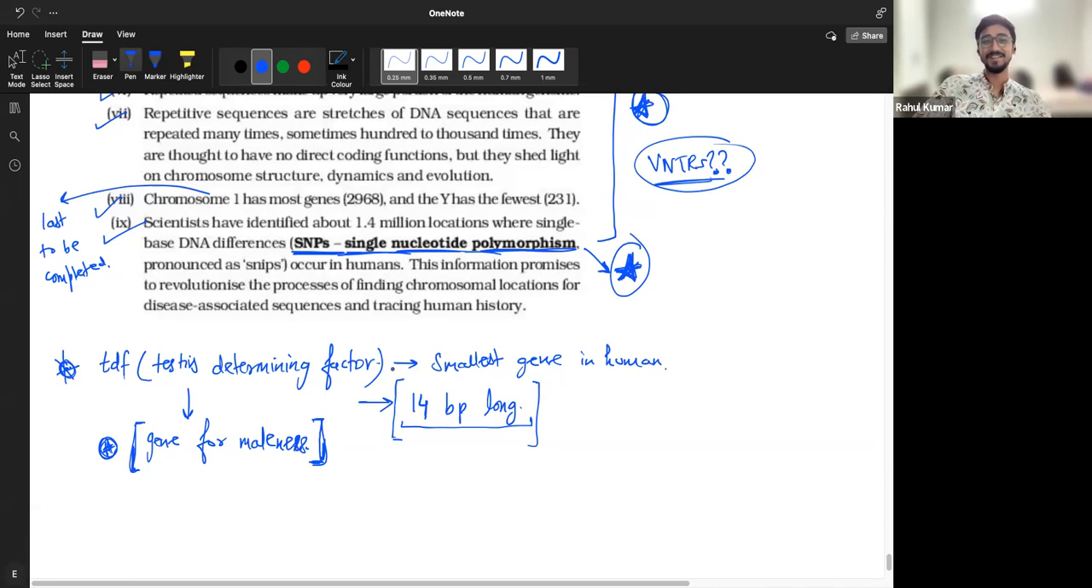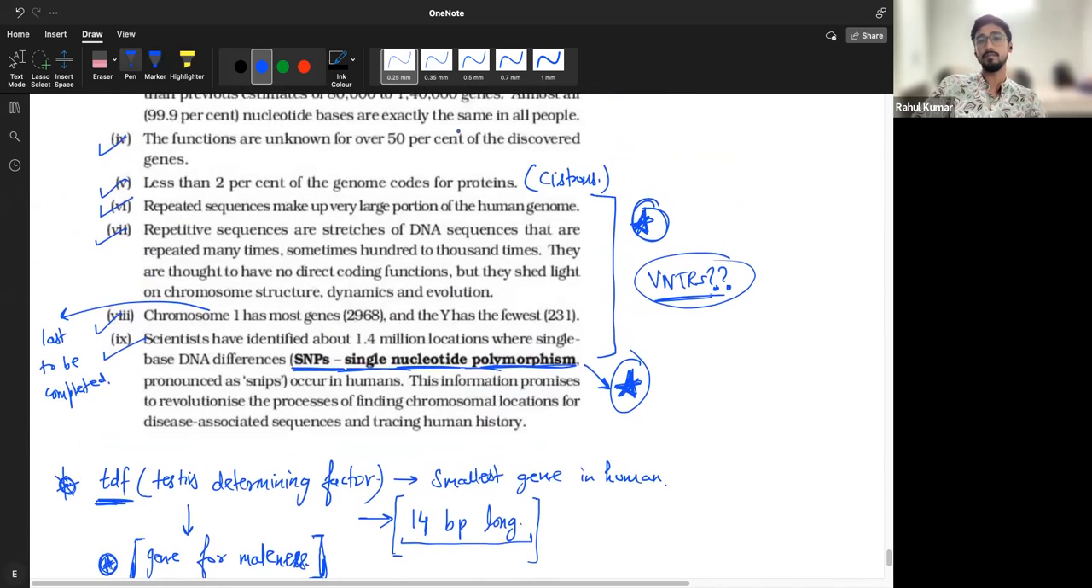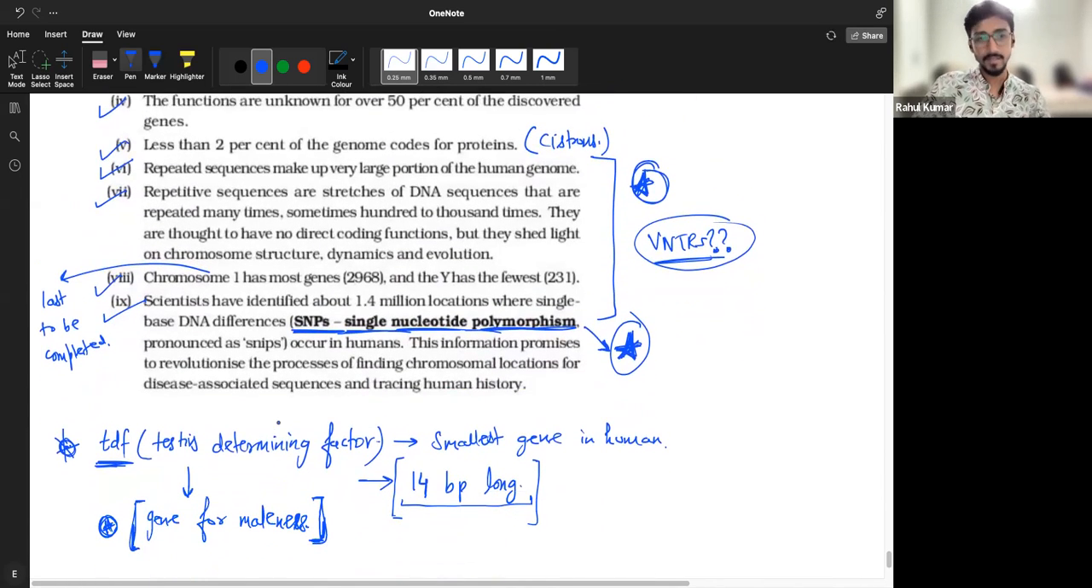Goes both ways. Okay, anyway, so just remember this TDF because it has been asked once. It's not in NCERT, but because you knew the biggest, you should also know the smallest.